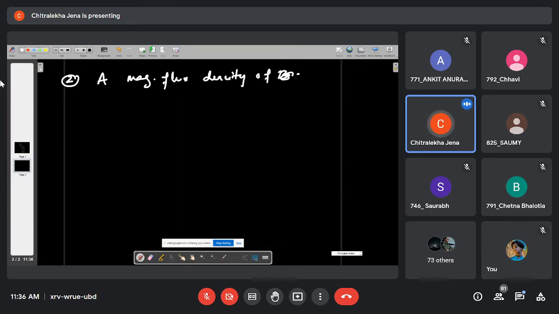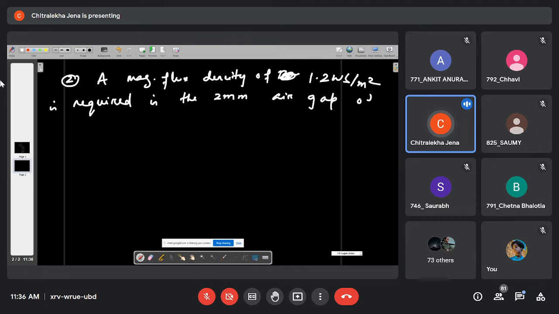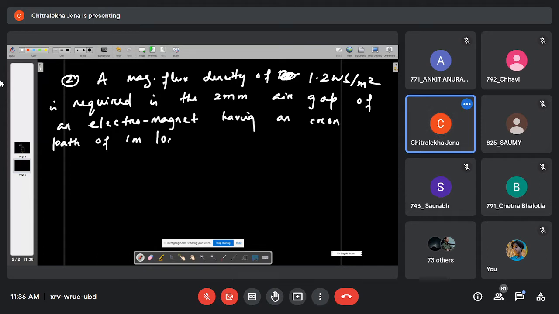Now write quickly. B is equal to... don't write B. 1.2 Weber per meter square is required in the 2 mm air gap of an electromagnet having an iron path of 1 meter long. Calculate the MMF required.